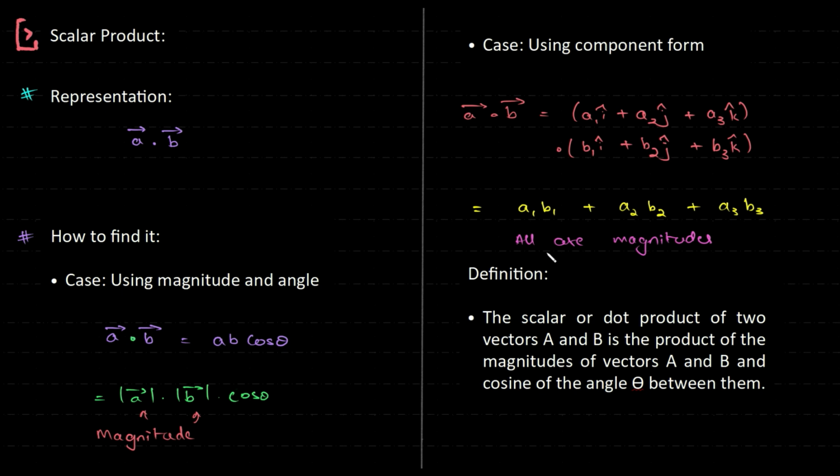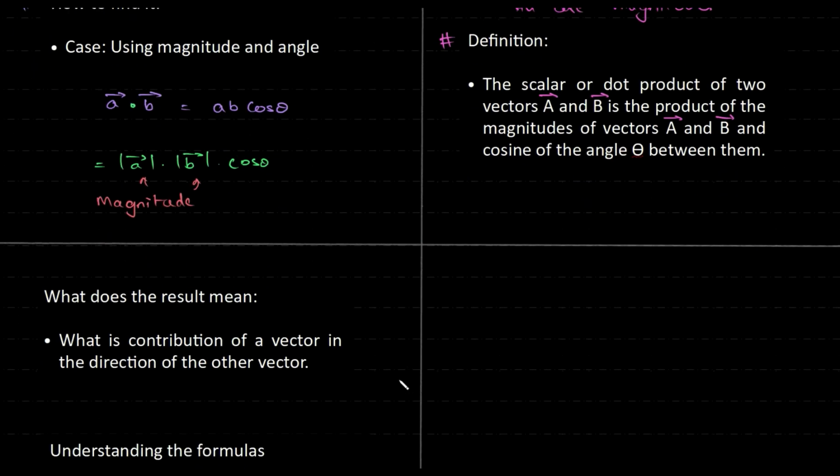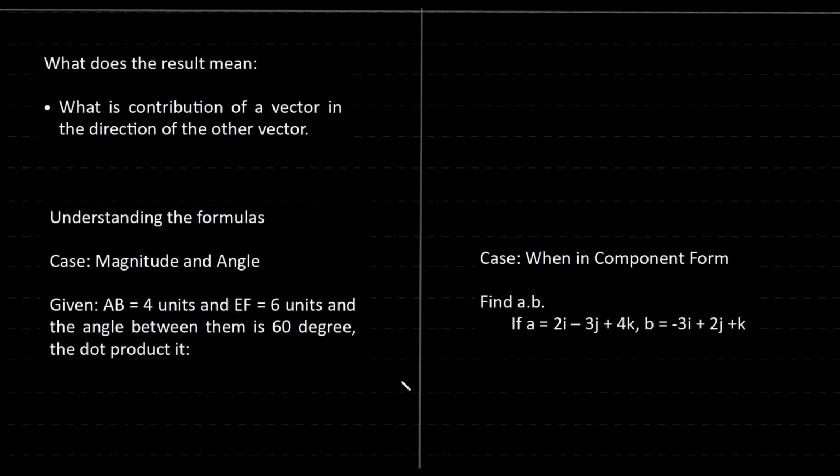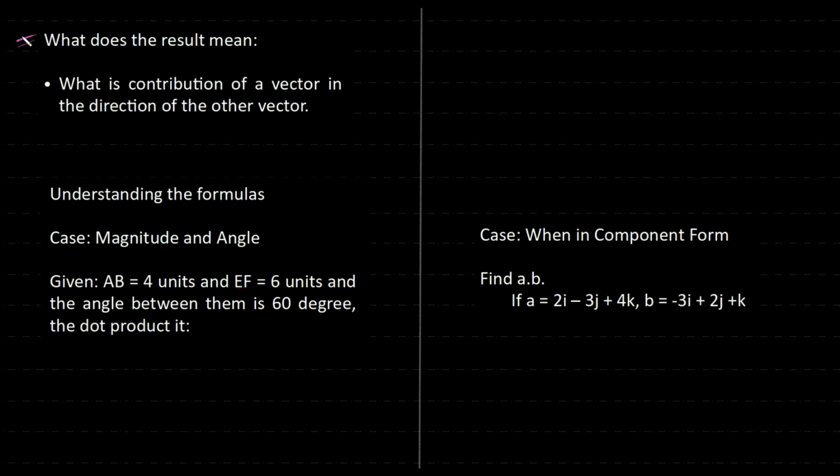Okay. Now, let's define scalar product. The scalar or the dot product of two vectors A and B is the product of the magnitude of vector A and vector B and the cosine of the angle between them. As simple as that. Okay. So remember angle between vectors. I hope you guys remember the tail touching and all of that. So please learn the basics. Don't just jump onto the multiplication of vectors.